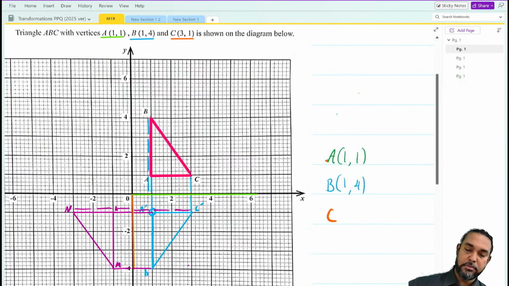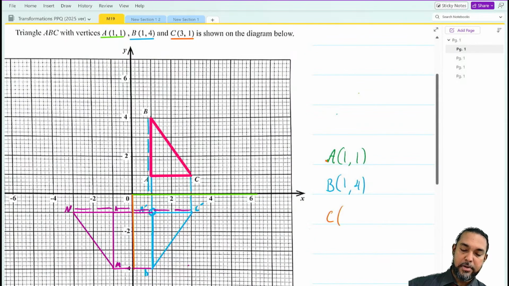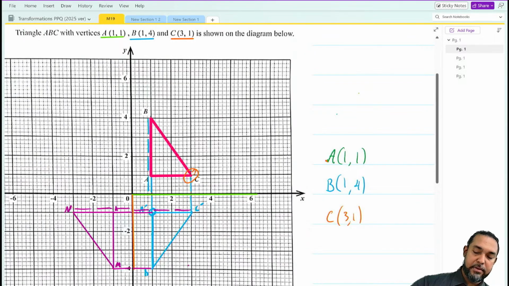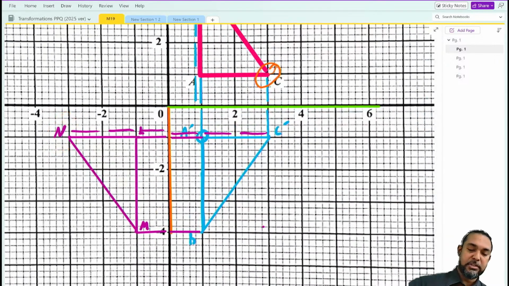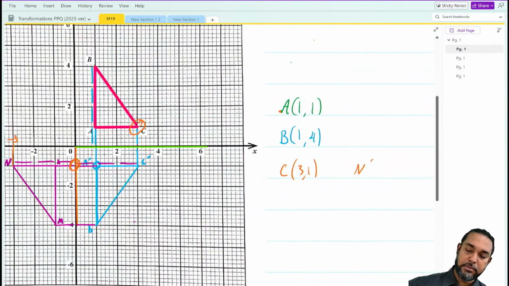And for C, sorry, hold on, just now. C was what? 3, 1? Okay. So the corresponding point for C is N. What are the coordinates of point N, guys? If you read up to the X, what's that point there? -3. And if you read across to the Y, that's -1. Right? So -3 and -1. So N is -3 and -1.